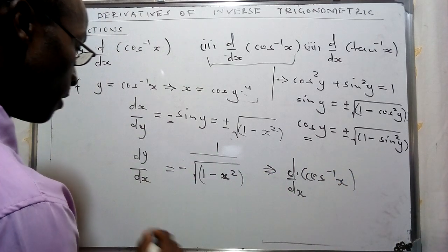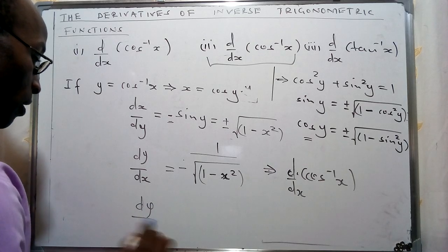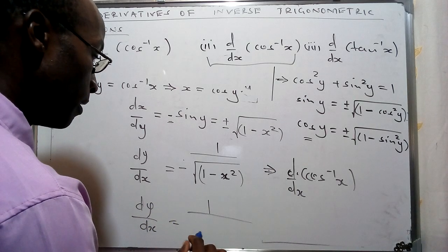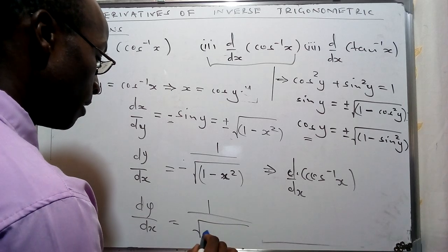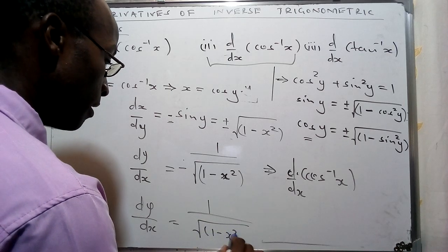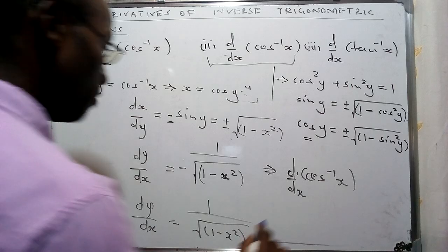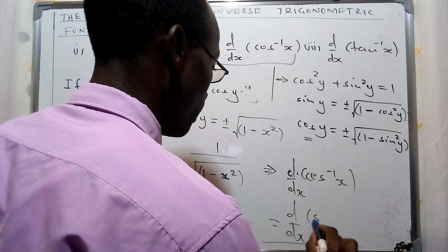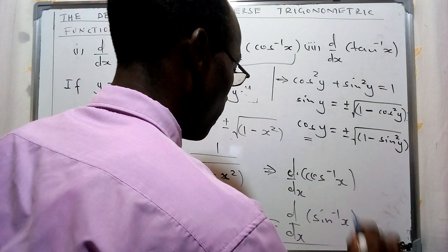From our previous discussion, we said that dy over dx is equivalent to 1 all over the root of 1 minus x squared for the sine inverse. So in this case, I had mentioned that this is representing d over dx of the sine inverse of x.